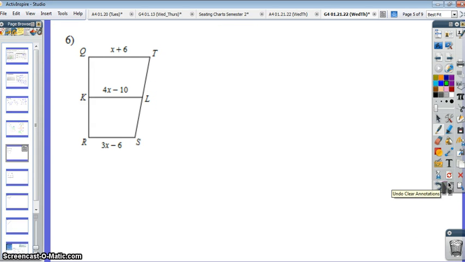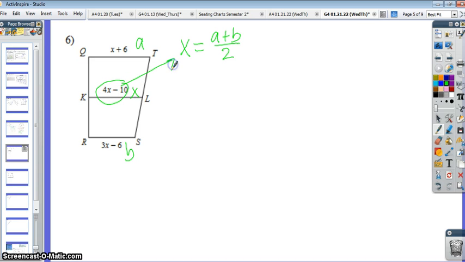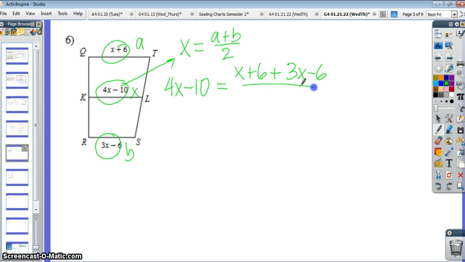Welcome back. Same thing as before, A, B, X. X equals A plus B divided by 2. This time we know that X is really 4X minus 10. A is X plus 6, and B is 3X minus 6. Notice that I'm adding A and B. Divide that by 2. Okay, this is going to get messy.